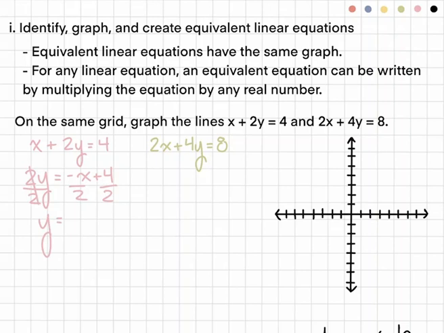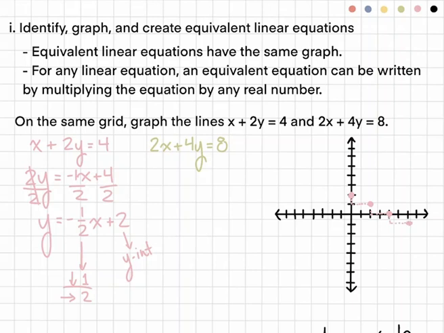So y equals, now don't get confused here because there's no number in front of the x. Remember, there's actually a 1 there, right? So y equals negative 1 over 2 x plus 2. Let's go ahead and graph this. This is my y-intercept, so I'm going to start at 2. Then I have my slope here, so it's negative, so I'm going to go down 1 and over 2. I'm going to go down 1 and over to the right 2. Down 1, over 2, down 1, and over 2.